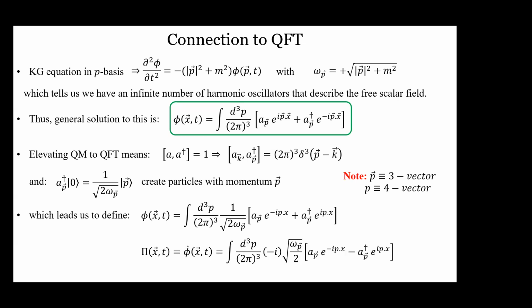All right. So once you have defined the field in terms of the ladder operators, you can then go ahead and define your conjugate momentum. Conjugate momentum is phi dot of x, t. So you take the time derivative of this big thing, and this is what you end up with. Okay. All right. So these probably are important expressions to remember.